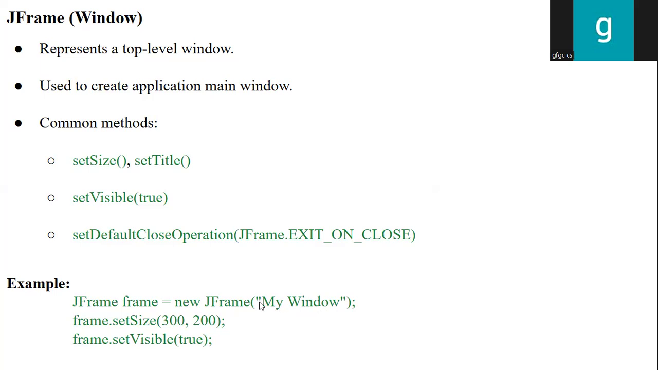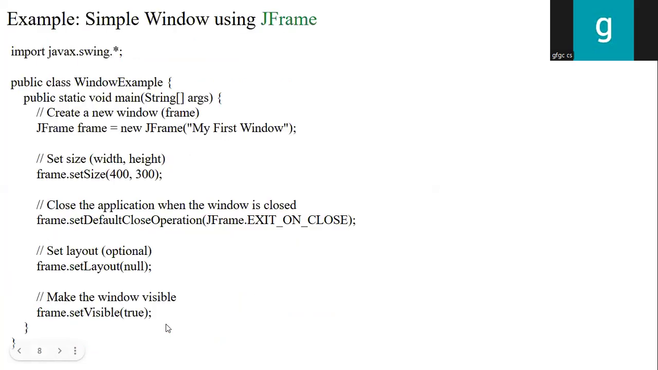That is the name of that particular window. frame.setSize 300 and 200, width and height. frame.setVisible true. These three lines are needed for this frame. Here I have taken the JFrame. Frame is equal to new JFrame. I have given the frame name, my first window. Here I have set the size 400 and 300. setDefaultCloseOperation, EXIT_ON_CLOSE.